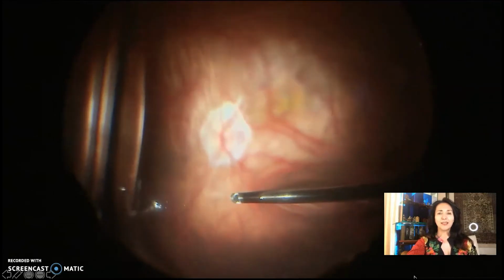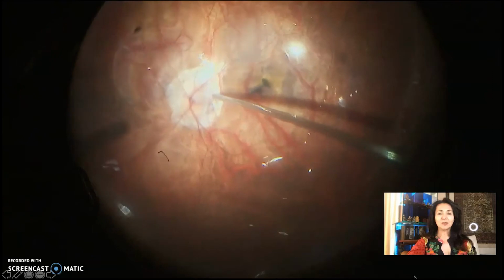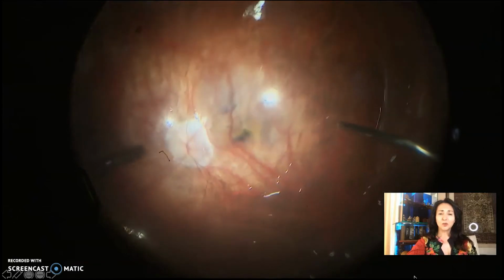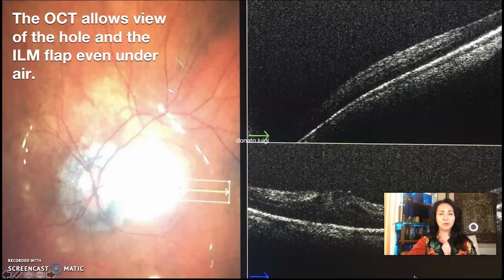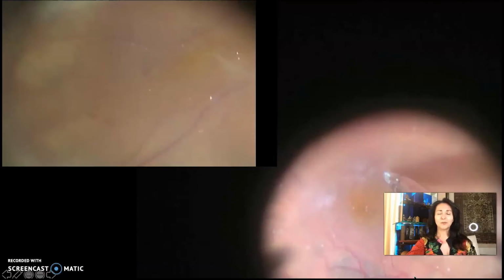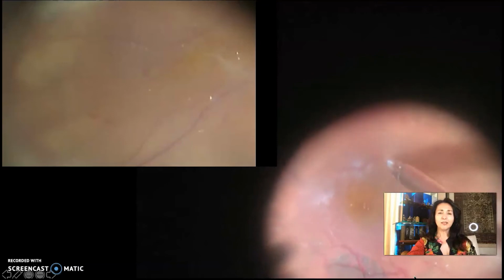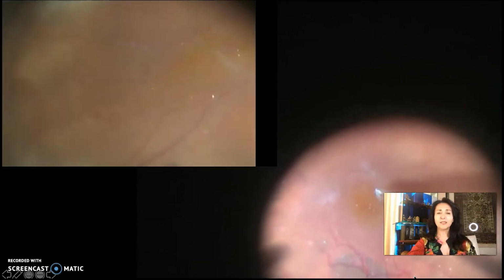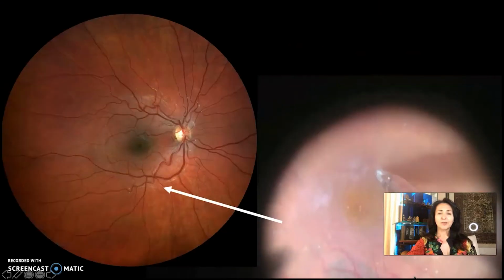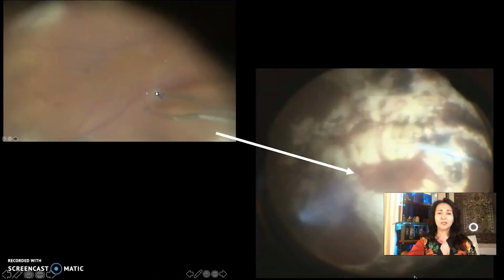So here under air, at the very end of the case, I am staining again, but reflexes and atrophy prevent the good view. And so if you find, like in this moment, with all the reflexes, you don't see exactly what you're doing through the microscope, while the intraoperative OCT tells you what to do because the ILM flap is in the hole. And this seems a similar situation of peeling, but indeed they are very different. The one on the right is in this type of fundus, while the one on the left is in this type of fundus. They are very different cases.